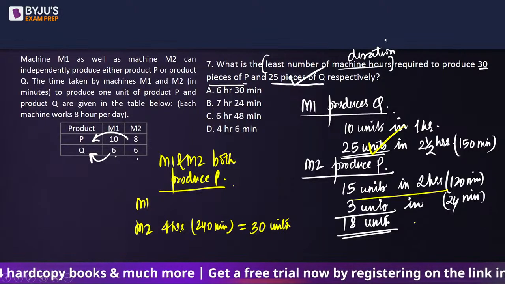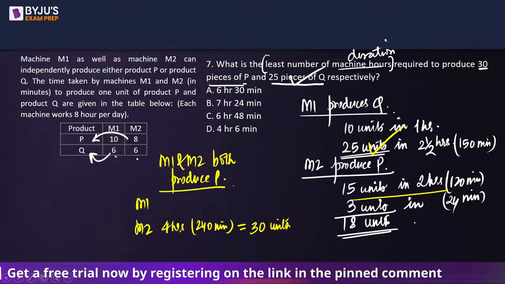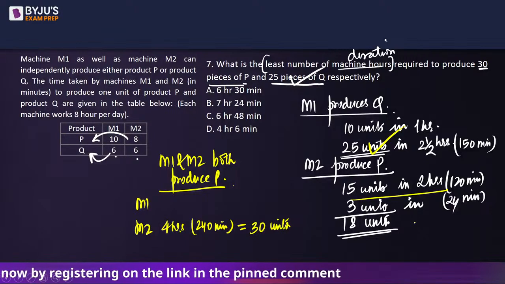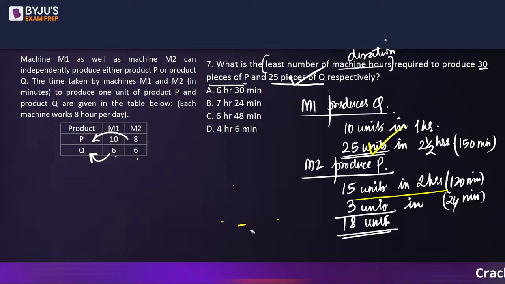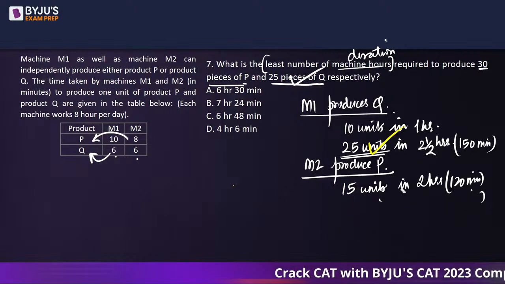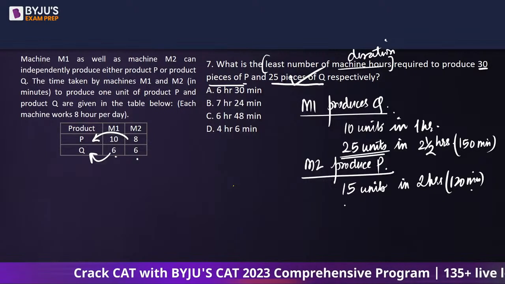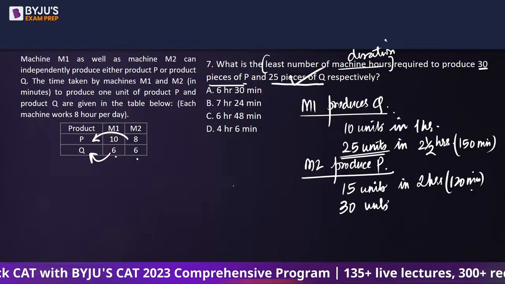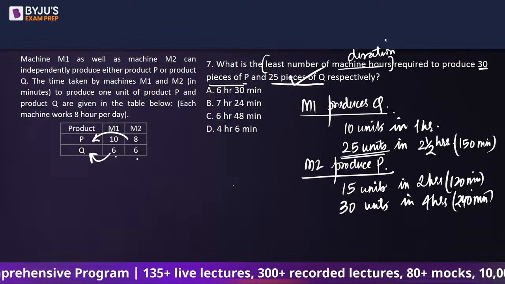Now, if I want M1 and M2 to produce, okay, actually we are done. This much was enough. We should not have gone after this. If it produces 15 units in 2 hours, it will produce 30 units in 4 hours. That is 240 minutes. In case anyone has difficulty with the conversion.